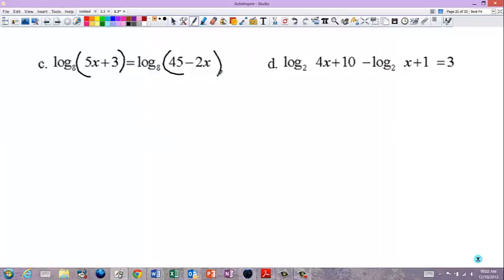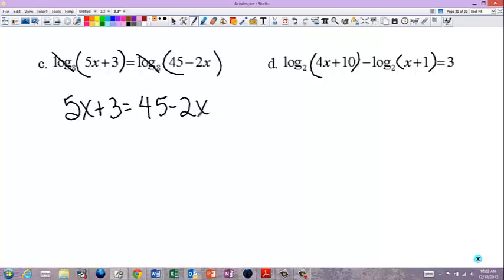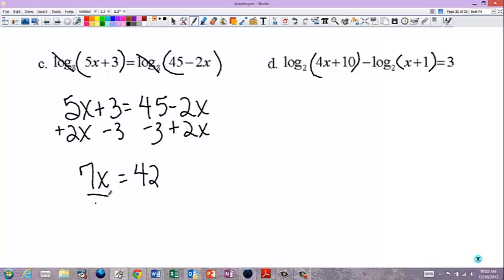Here, here, here, here. On C, the logs are equal. I can just kill them. So 5x plus 3 equals 45 minus 2x. Move the 2x over. Whoops. So 7x minus 3 equals 42. Divide by 7, divide by 7. X equals 6.